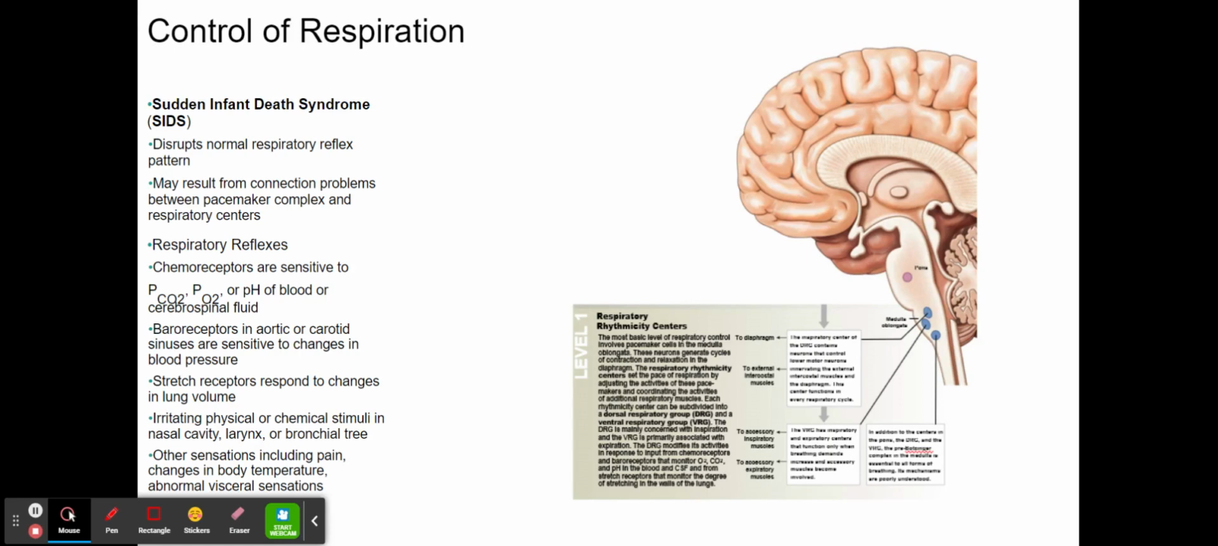Eyewitness accounts indicate that the sleeping infant suddenly just stops breathing, turns blue or goes cyanotic, and then relaxes. Genetic factors appear to be involved, but controversy remains as to the relative importance of other factors. The age at the time of death corresponds with a period when the pacemaker complex and the respiratory centers are establishing connections with other portions of the brain. It's been suggested that SIDS results from a problem in the interconnection process that disrupts the reflexive respiratory pattern.